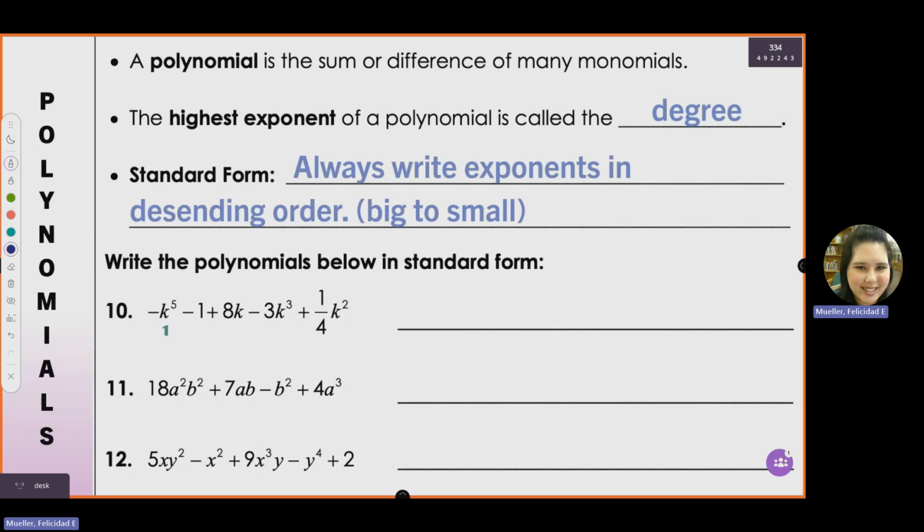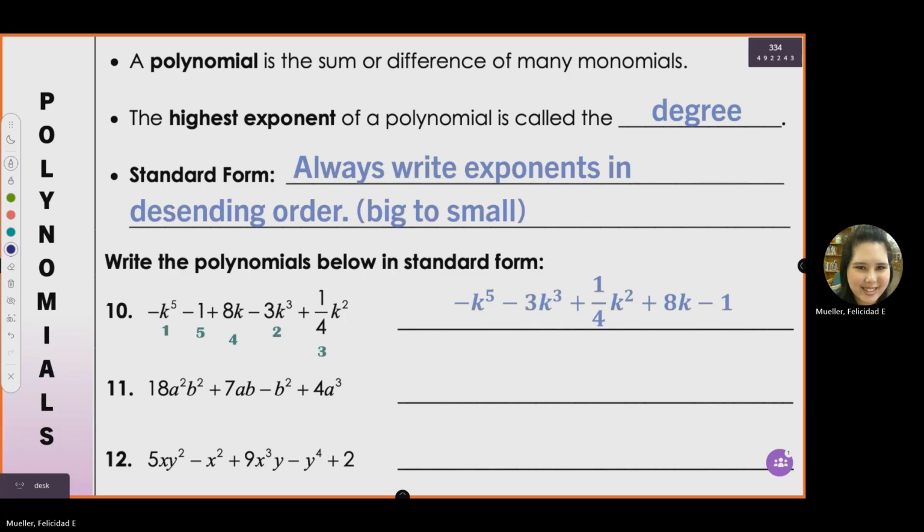So on number 10, my highest exponent is 5, and then 3, and then 2, 1, and 0. So this is the order I need to write them in. So -k to the 5th, minus 3k cubed, minus 3k squared plus 1/4 k squared plus 8k minus 1. Oh, I should have said minus 3k cubed, not squared.